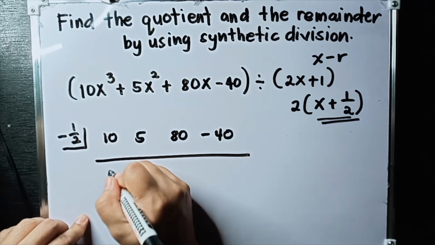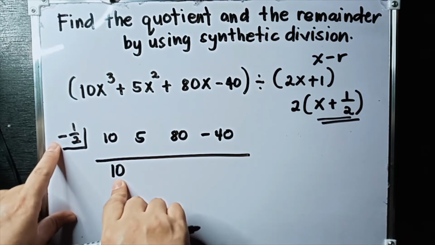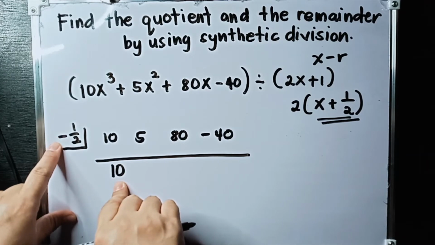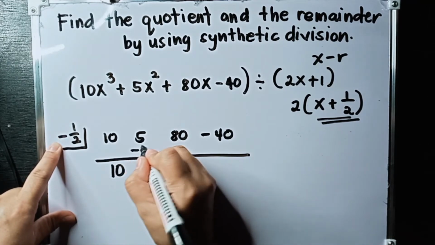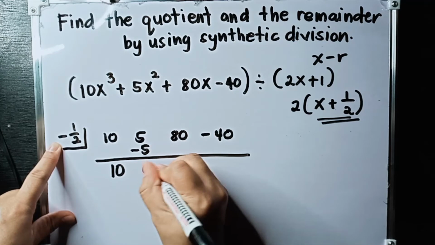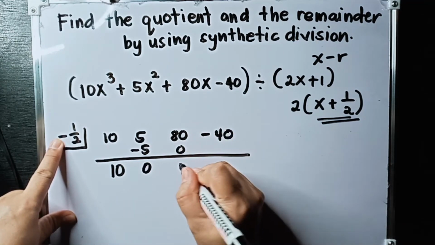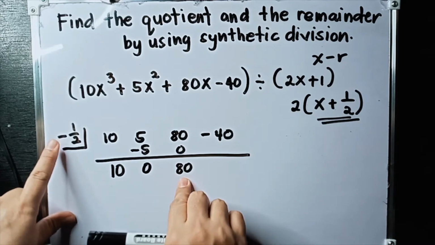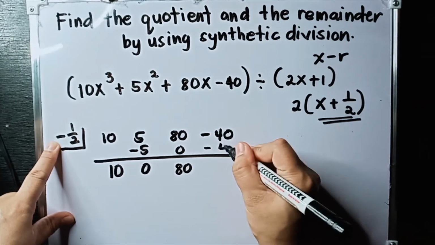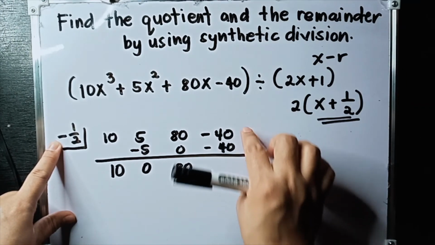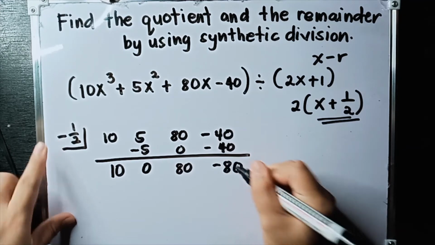So we bring down 10. 10 times negative 1 half is negative 5. We add, we have 0. 0 times 1 half is 0. We add 80 plus 0 is 80. 80 times negative 1 half is negative 40. We add, we have negative 80.